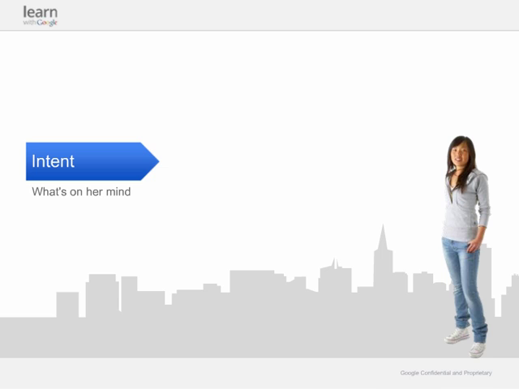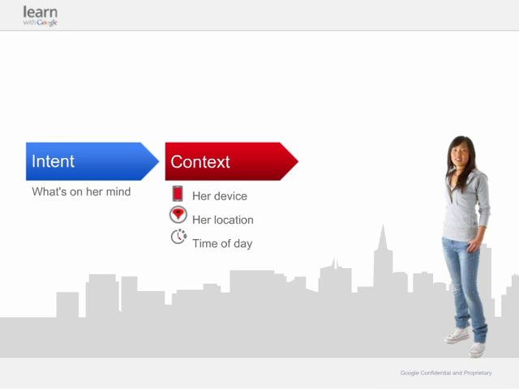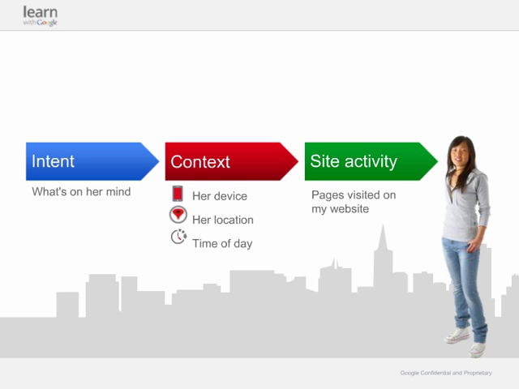Through remarketing lists, we get access to three things here. We know what's on our mind from the search query. We know the context: the device, location, time of day. You've been able to target and now adjust bids based on those factors. Remarketing lists add this third factor here, the site activity, which is a great tuning knob for fine-tuning your existing bids, targeting, and ad text, specifically for this user and what she's looking for.